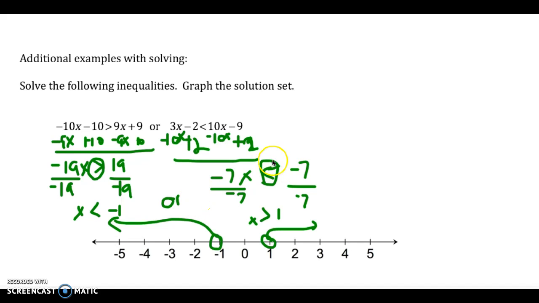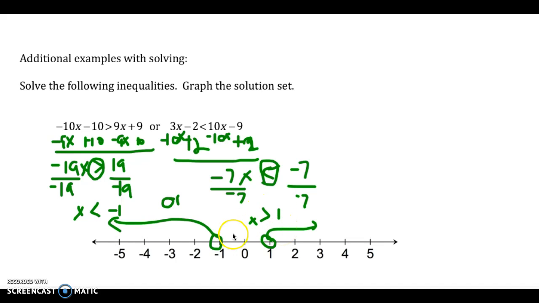Or I solve the second one here. And so, again, I'm subtracting 10x from both sides and adding 2 to both sides. That results in -7x is less than -7. Divide both sides by a negative. And again, I have to flip that inequality. It's going to be greater than, so x is greater than +1.